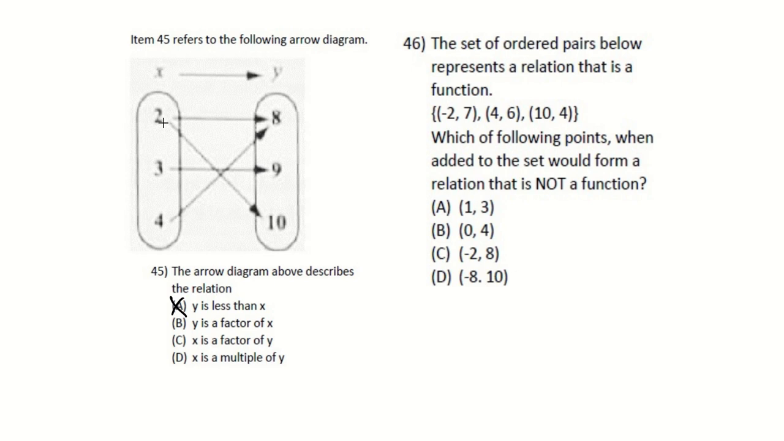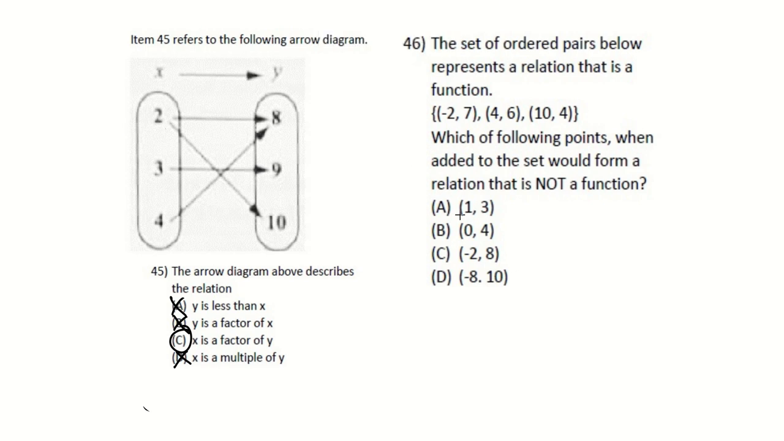Is 8 a factor of 2? No. Right? If it was the other way, is 2 a factor of 8? Yes, that would be correct. But no. Is x a factor of y? This could be correct. Are these values factors of y? Yeah. Is x a multiple of y? Are these values, when you multiply y by certain values, will you get this? No, it can't be D. So the only answer is C. Right?